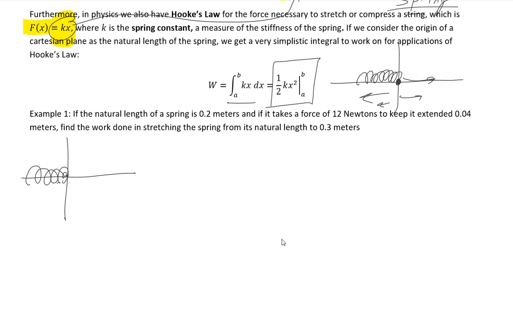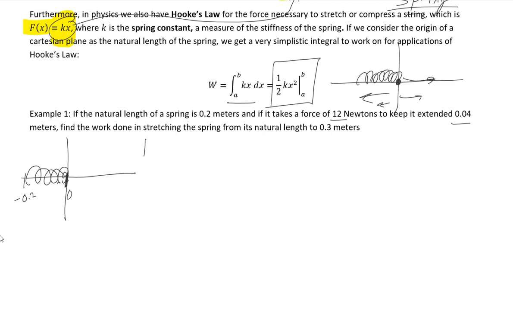something like that, we have that its natural length is 0.2 meters. So I'm going to keep the end of its natural length at the origin 0. So that means if you were to compress it to paper thin, or even worse than that, we'd have negative 0.2 down here. Now, it says that it takes a force of 12 newtons to keep it extended 0.04 meters. It doesn't give us a spring constant, but we can find that using just that information.